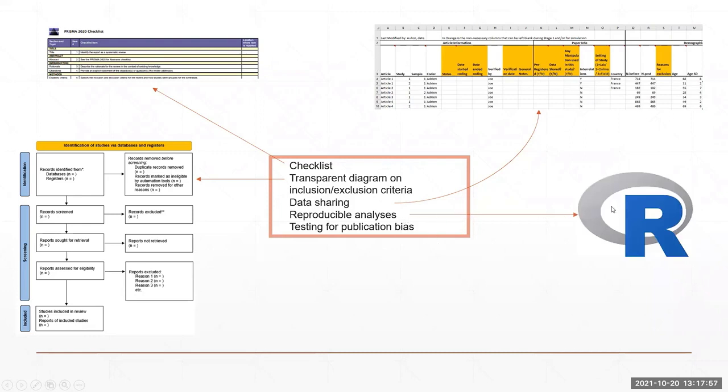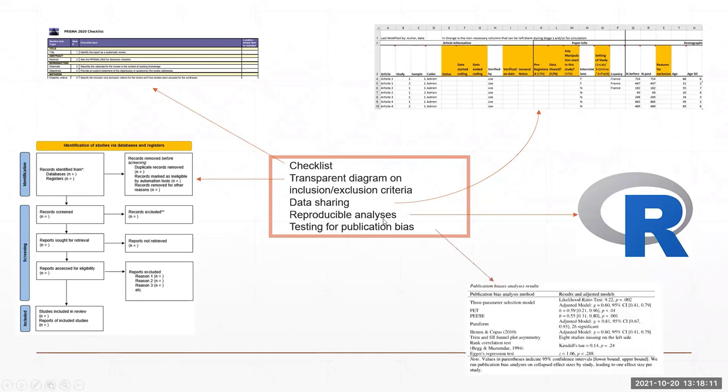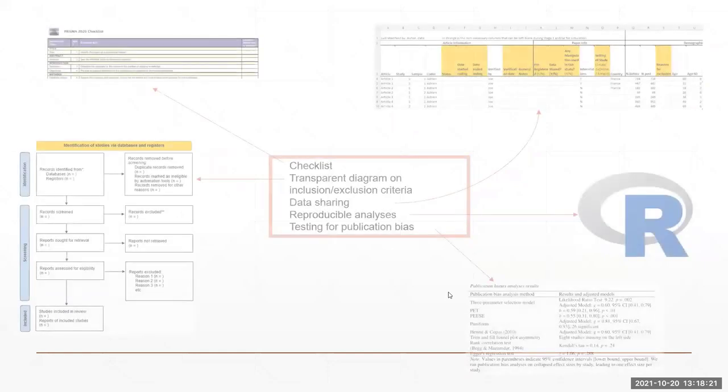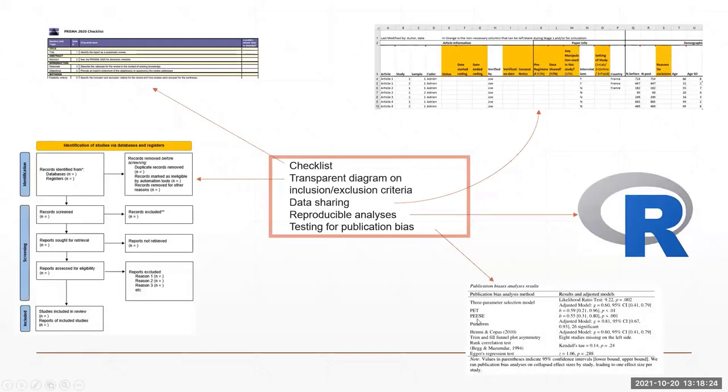Reproducible analysis. So if you don't change anything in line 3, the R code works perfectly. But if you change anything in this line 3, you have to adjust the R code to what you changed. So just be careful about it. And testing for publication bias. The R code automatically produces the results of the publication bias analysis. For these methods, the 3-parameter selection model, the PET-PEESE, the p-uniform, the trim and fill, etc., you just need to change the results here with what you found. This is very easy.